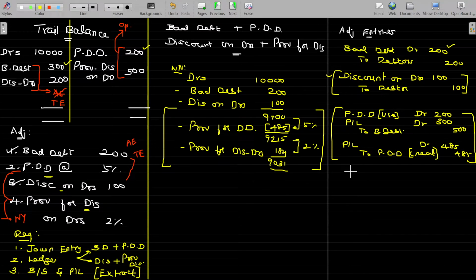Now let's see here. Provision for discount on debtors. How much provision do we have in the beginning? We have 500 rupees in the beginning, right? So we have 500 rupees in the beginning. To discount on debtors. How much is the discount on debtors here? 100 rupees in the adjustment. Already we have 200 rupees existing in the P&L account. This is the trial balance. If you club these two, 300 rupees will be adjusted.